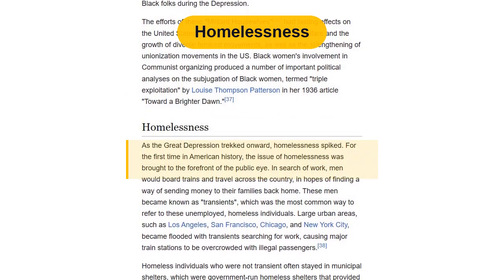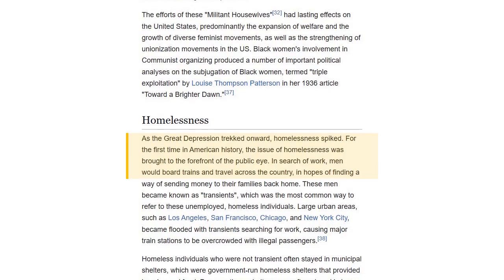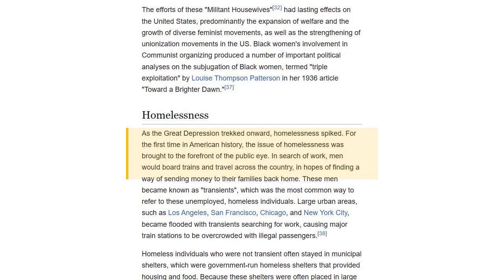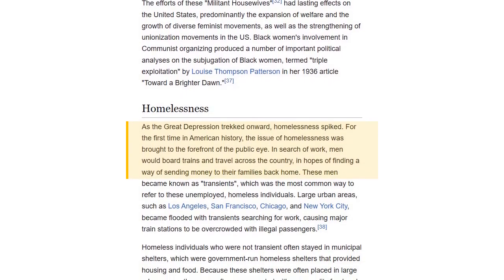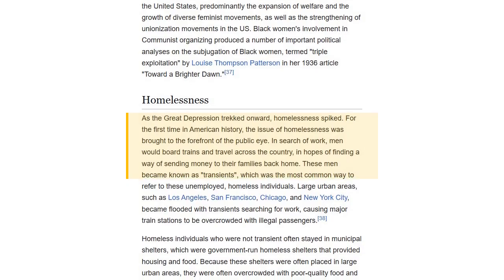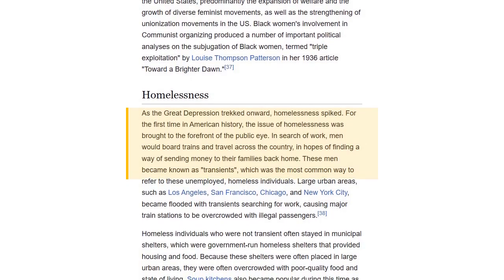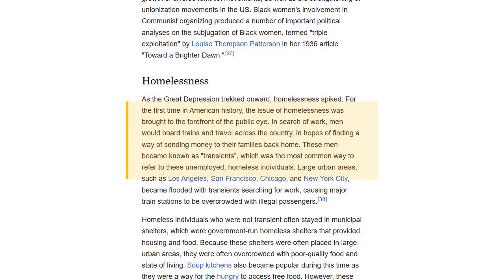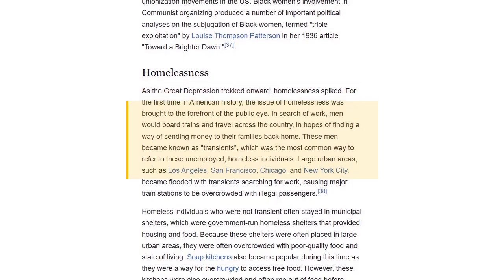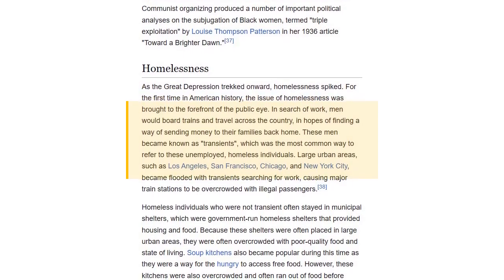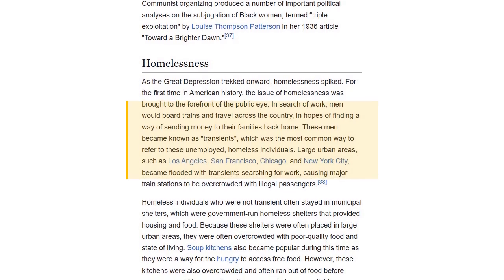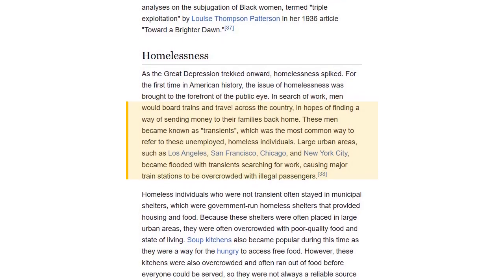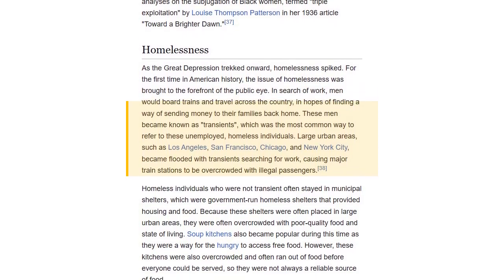Homelessness. As the Great Depression trekked onward, homelessness spiked. For the first time in American history, the issue of homelessness was brought to the forefront of the public eye. In search of work, men would board trains and travel across the country in hopes of finding a way of sending money to their families back home. These men became known as transients, which was the most common way to refer to these unemployed, homeless individuals.